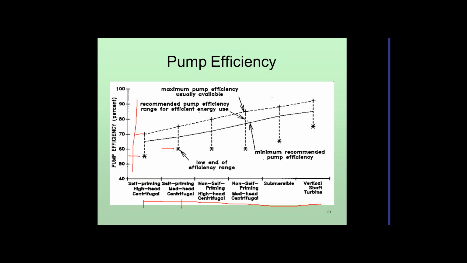The medium pressure non-self-priming could be upwards of 80%. Submersible is going to start at about 65 and go to about 85, and the vertical turbines are going to start at about 70, 75 and go up into the mid to upper 80s, just as an example. So that's one of the reasons why we typically use vertical turbine pumps: they're higher efficiency.